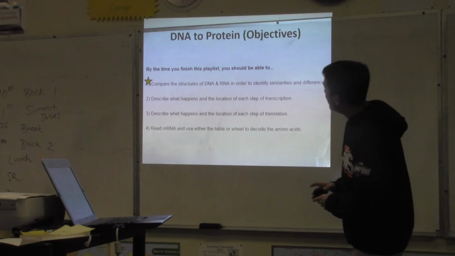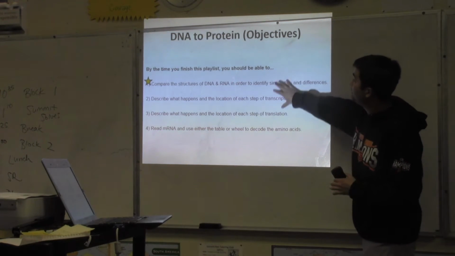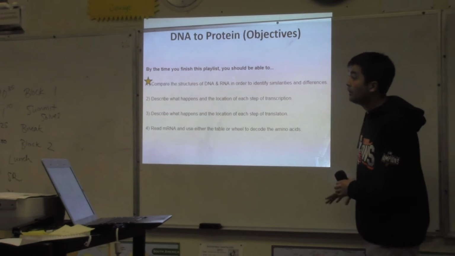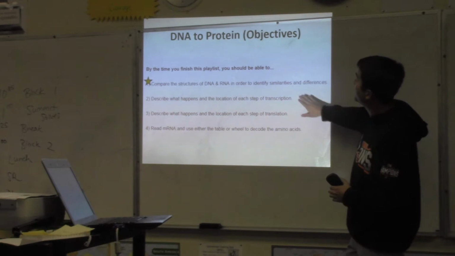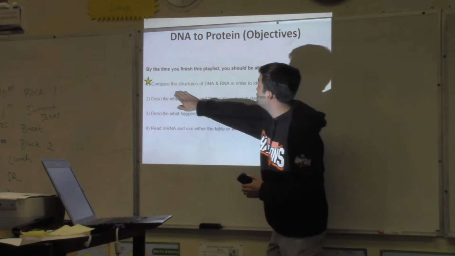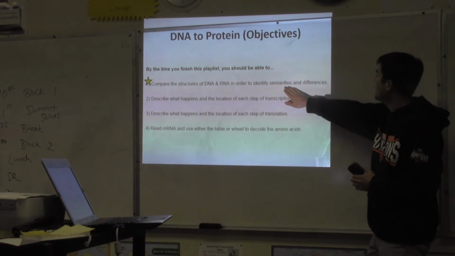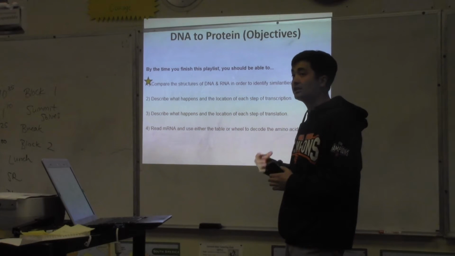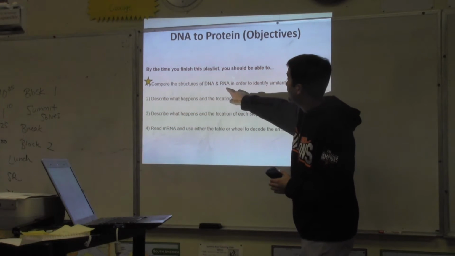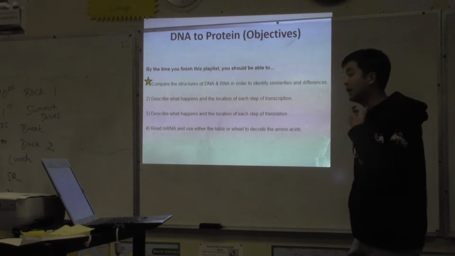All right, so the thing I always like to do when I go to a playlist is start with the objectives. I just copied and pasted the list of the objectives for each of the playlists. Think about these objectives as we go through this workshop. The very first objective for DNA to protein is to compare the structures of DNA and RNA in order to identify similarities and differences. After we finish this first section, you're going to record the answer to this objective, or describe the differences between DNA and RNA. Keep that in mind as we do this.